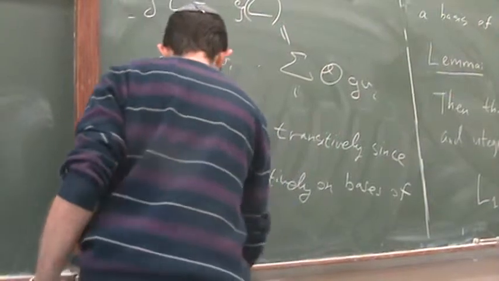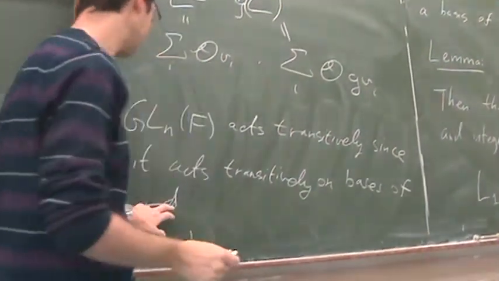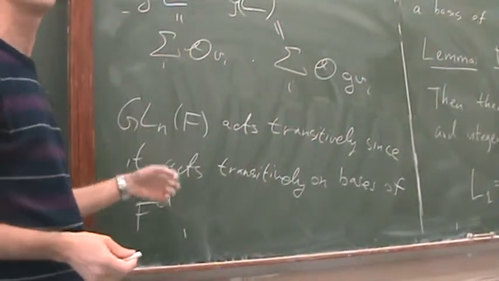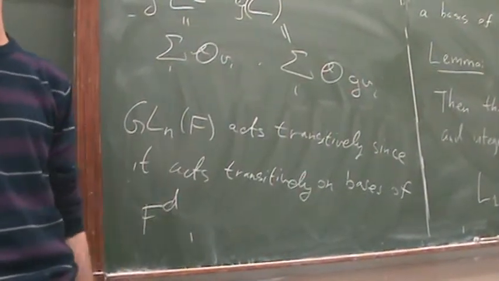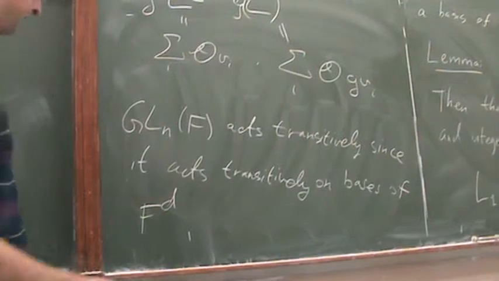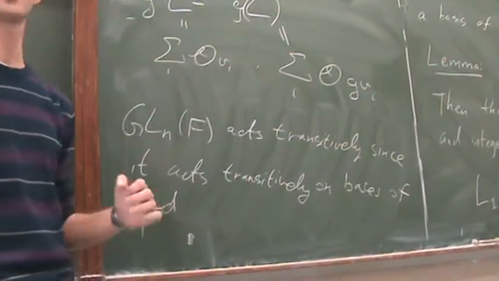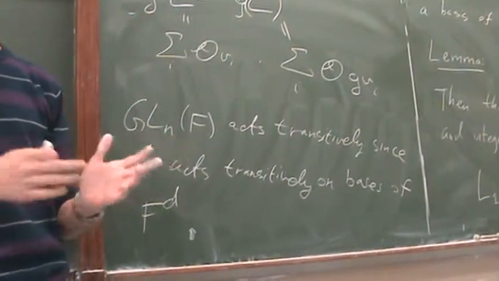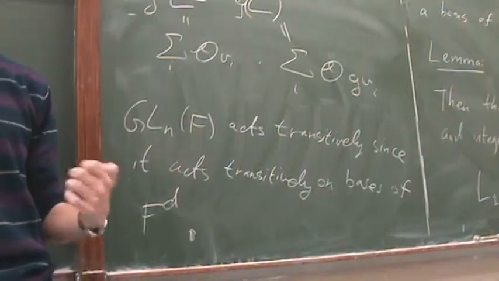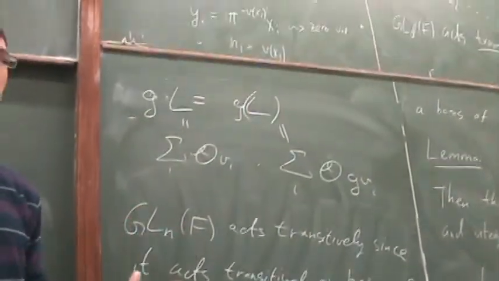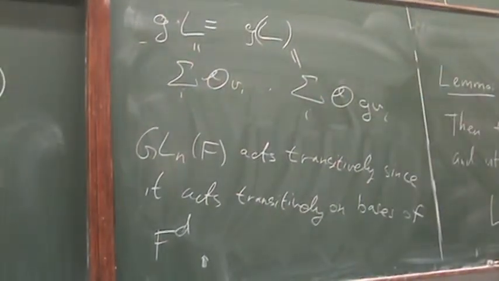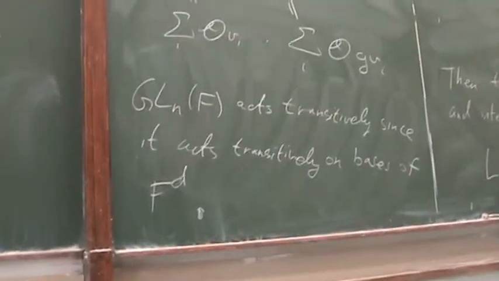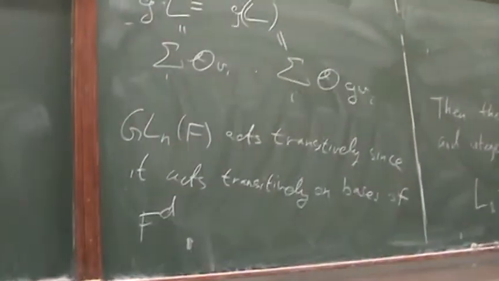So what is an invertible matrix? It's just an invertible matrix. It even acts simply transitively. Just in case someone doesn't know, transitive means that there is only one orbit to the action. So I could move between every two elements via the action.